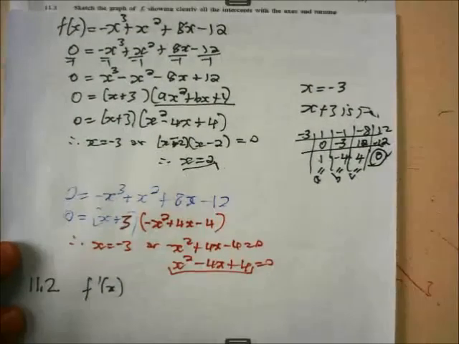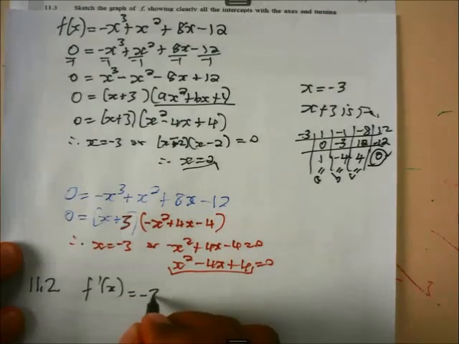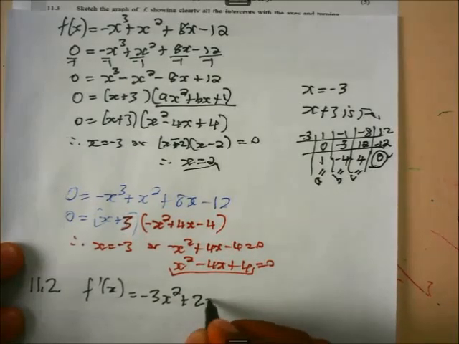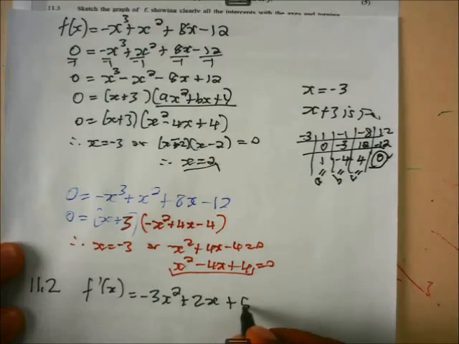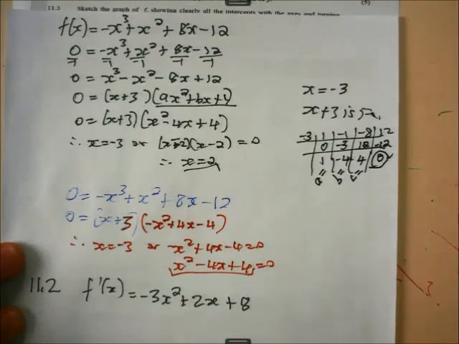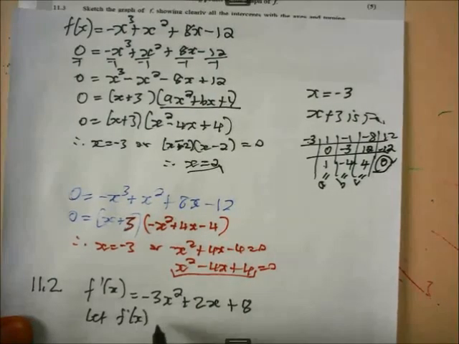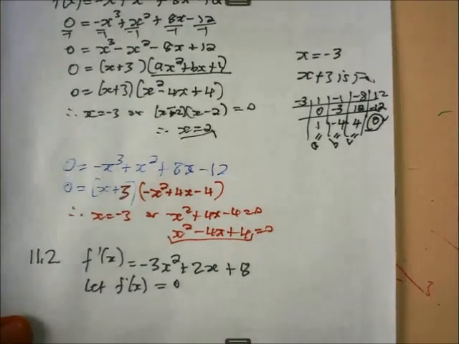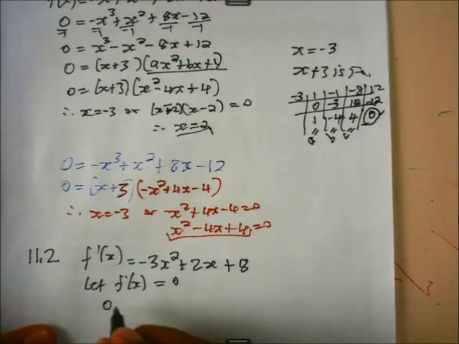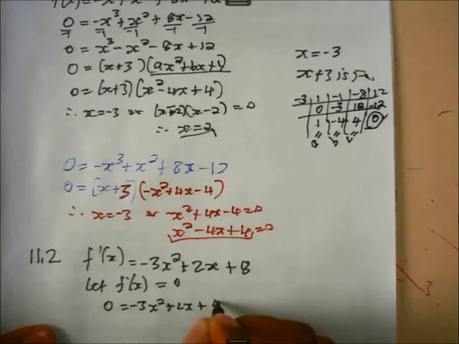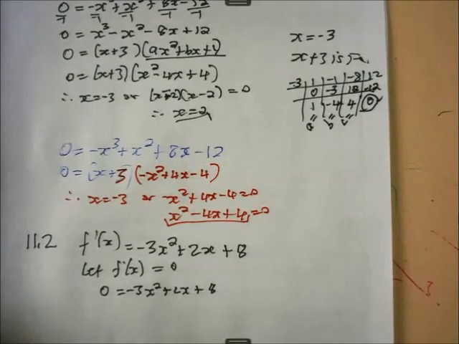Then the derivative of f will be what? Minus 3x squared plus 2x plus 8. Of course, the derivative of minus 12 is 0. Right, the second step, boys and girls, is that you must let the derivative be 0. You must let f prime of x be 0. Then we have 0 equals minus 3x squared plus 2x plus 8. Then from here we solve for x.